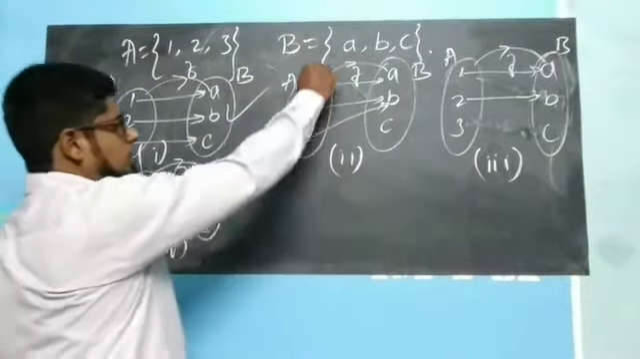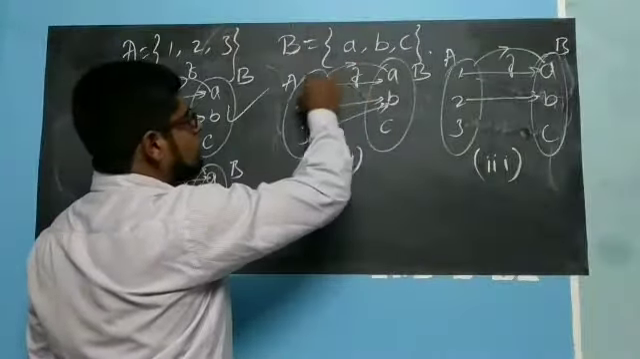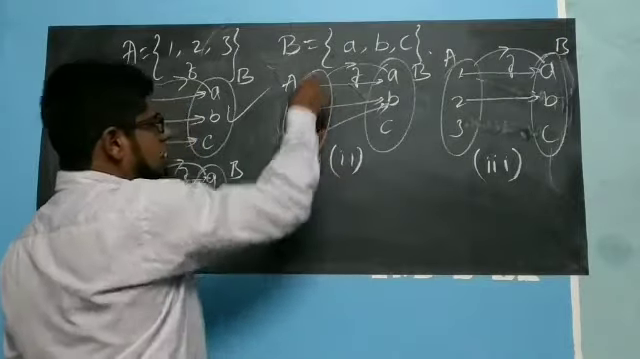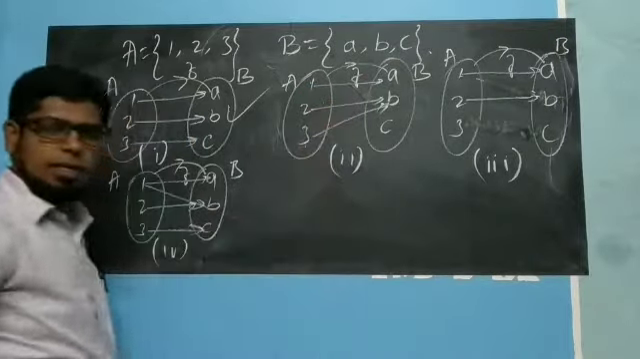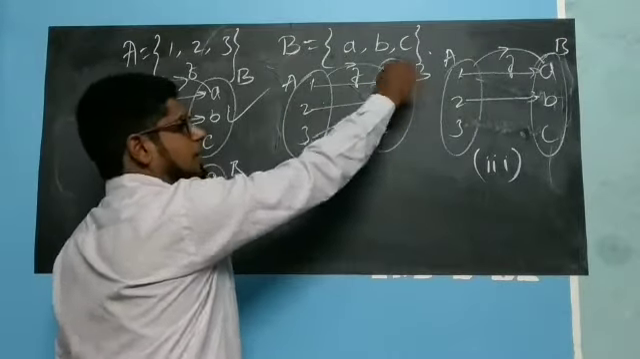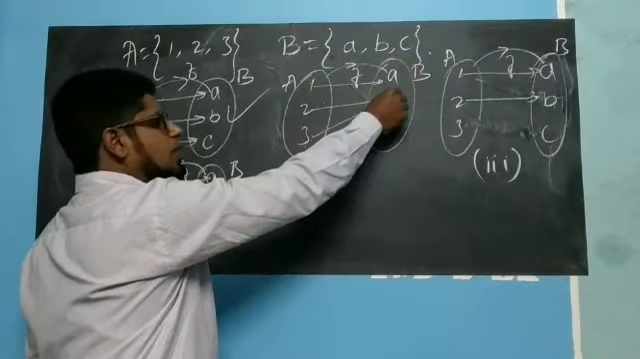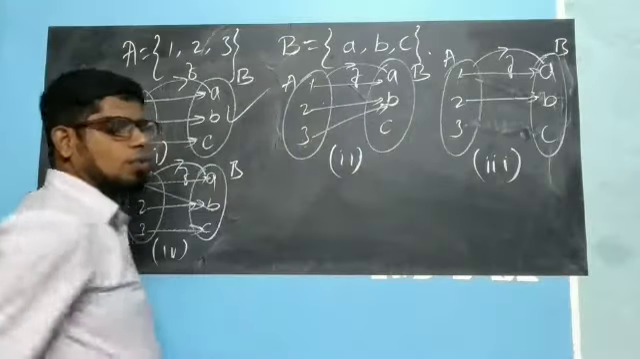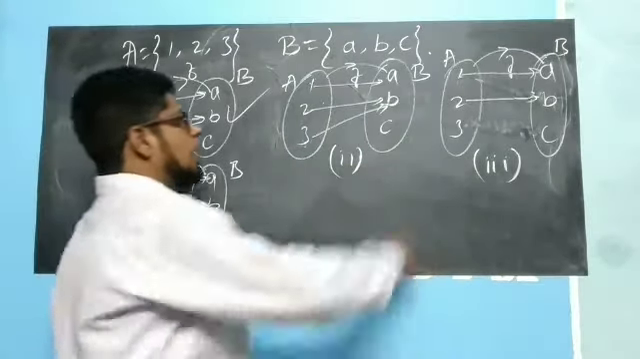Then the second example, 1, 2, 3. Yes, these 3 elements have a unique image. Here 2 and 3 have image B. Yes, 2 has only one image, as well as 3 also has only one image. So this is also a function.